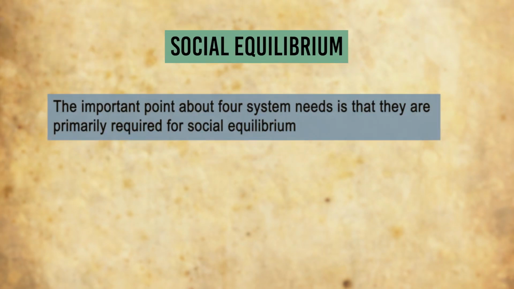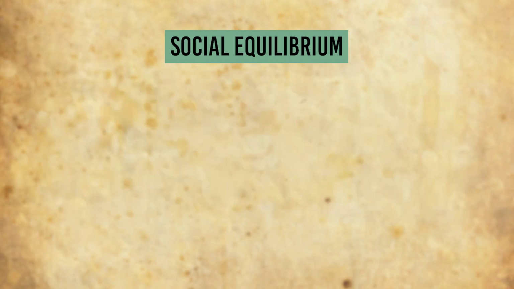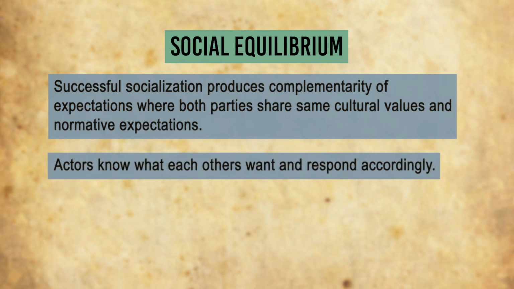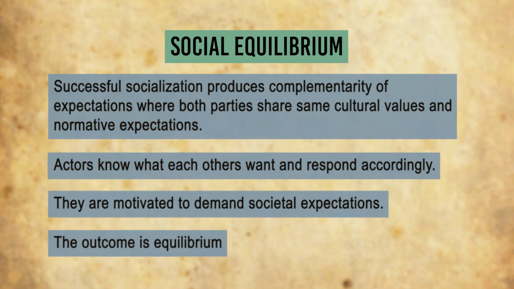Now, the important point about the four system needs is that they are primarily required for social equilibrium, and this is possible through socialization and social control. Successful socialization produces complementarity of expectations, where both parties share the same cultural values and normative expectations, and actors know each other's wants and respond accordingly. They are motivated to meet societal expectations, and the outcome is equilibrium. And all this is for what? For social equilibrium, so that the parts function in concomitance with one another.